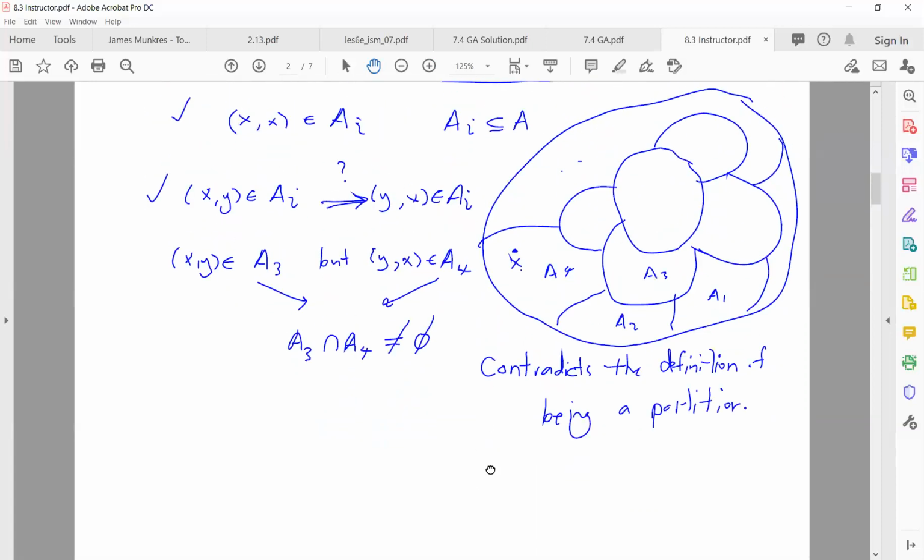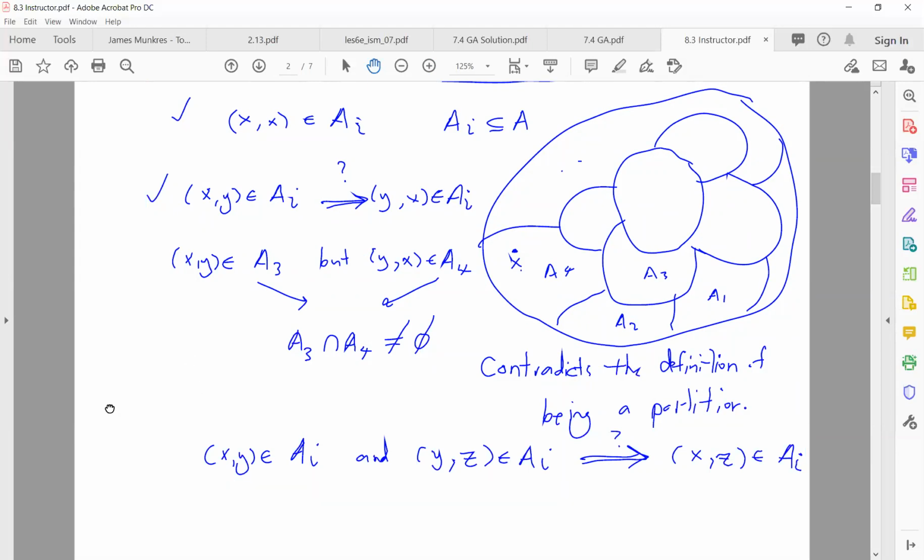And finally, for transitive, suppose X and Y, both of them are in a subset like A sub i, and Y and Z belong to the same subset. We want to show that X and Z is also in A sub i. Again, suppose not.